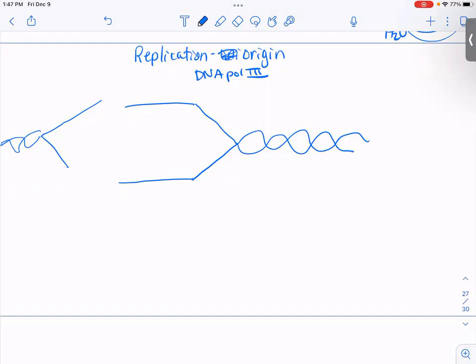DNA polymerase can't start from nothing. It needs a primer to begin with. So primase has to lay down a short segment of RNA base pairs to make an RNA primer. It's going to be temporary. You can't have a little sequence of RNA in your DNA gene. So that's going to be temporary. And then the DNA polymerase will start from that primer.